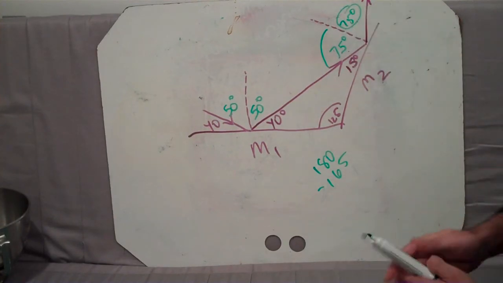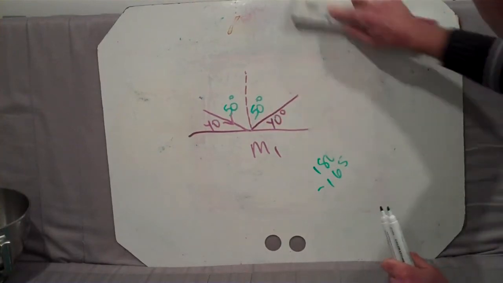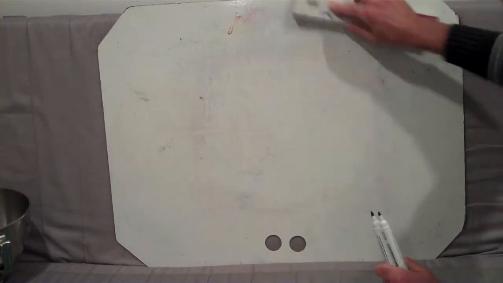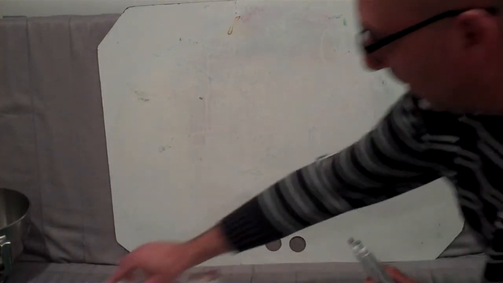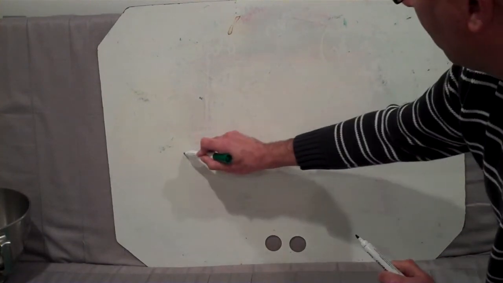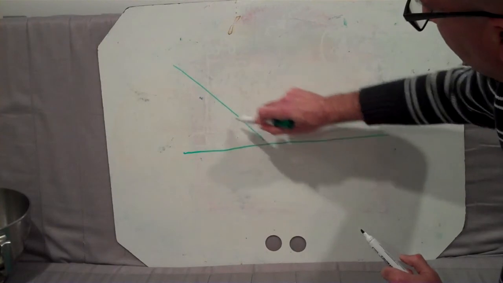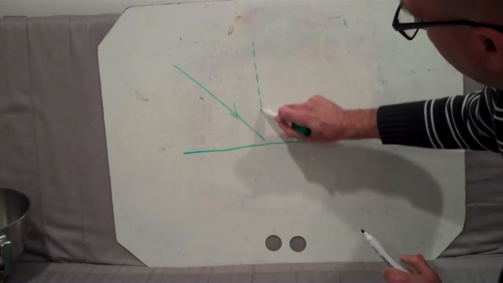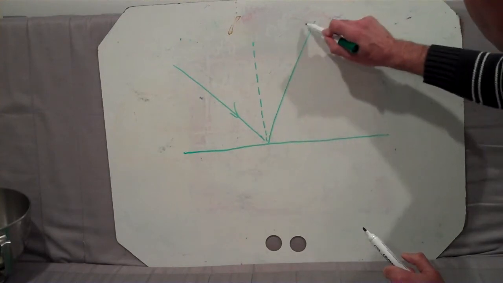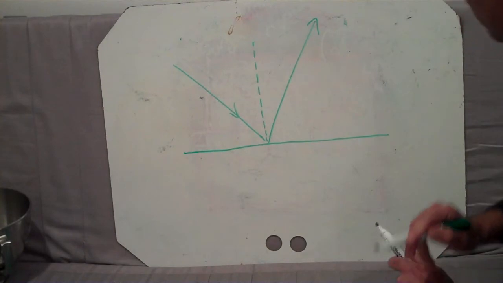All right, so now let's discuss what is the difference between regular reflection and diffuse reflection. Well, regular reflection is basically what we've seen so far. A ray comes in, we draw the normal line, and it reflects in that V-shaped pattern, where the angle of incidence equals the angle of reflection.